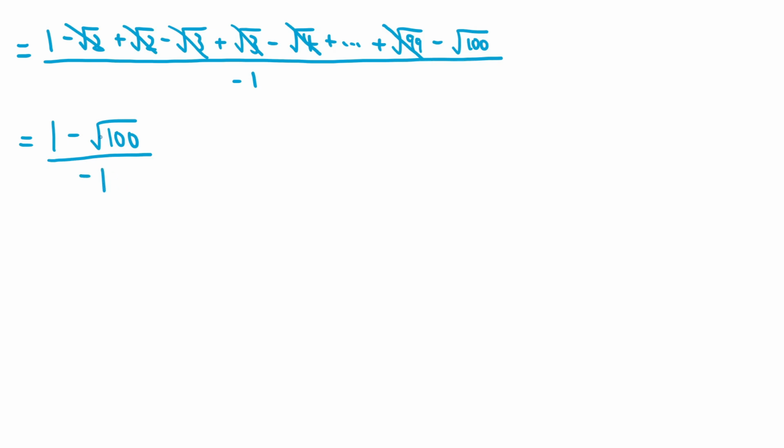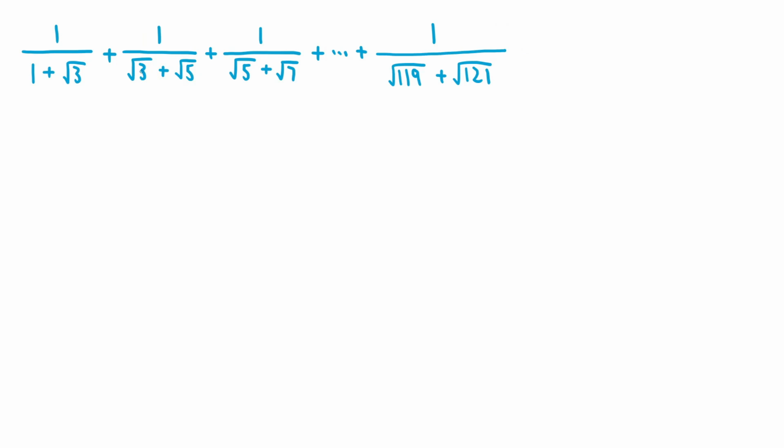Well, the square root of 100 is just equal to 10, so this is just 1 minus 10 over -1, and if we simplify this fraction, this just equals 9. So the result turns out to be a nice integer value. So here's another similar sum.